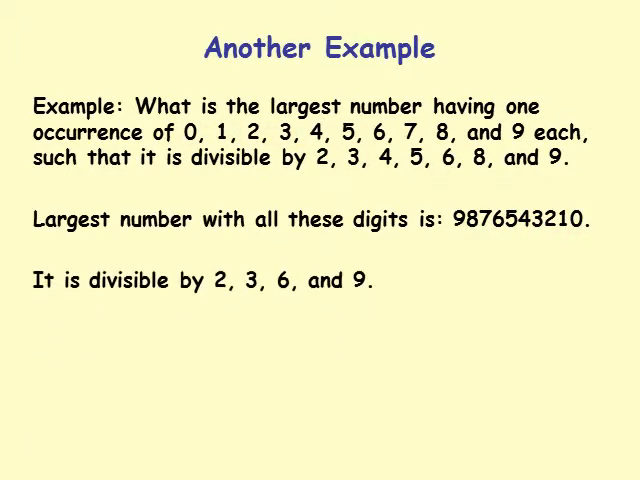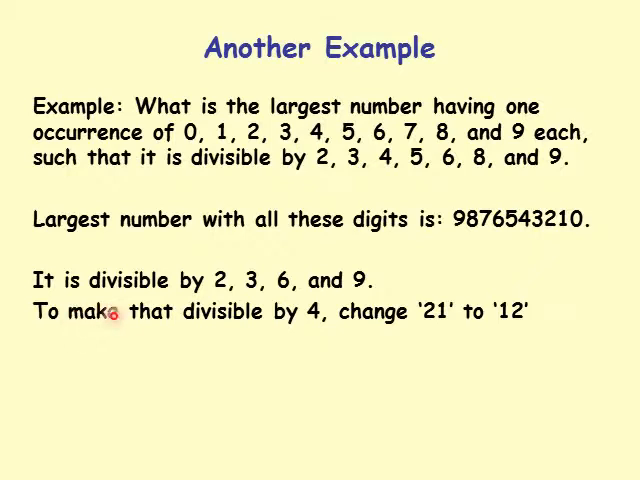Okay, let's continue. Is this divisible by 2? First I'll check its digit sum. The digit sum of the number is 9, and it's even, so it's divisible by 2, 3, 6, and 9. It's also divisible by 5. But it's not divisible by 4, because 10 in the last two digits is not divisible by 4. But if I change that to 20 by interchanging 2, 1 to 1, 2, then that's divisible by 4 also.